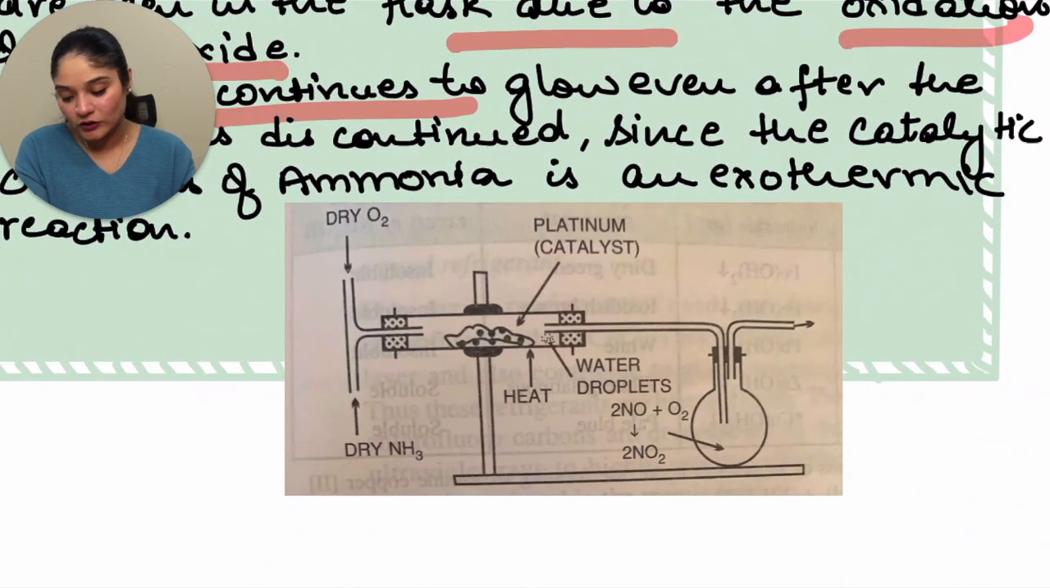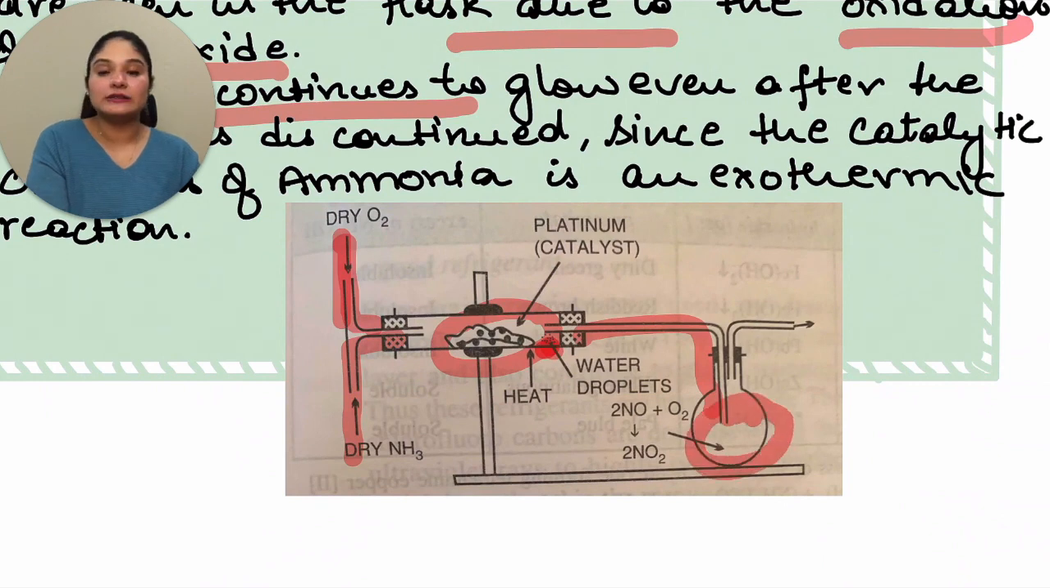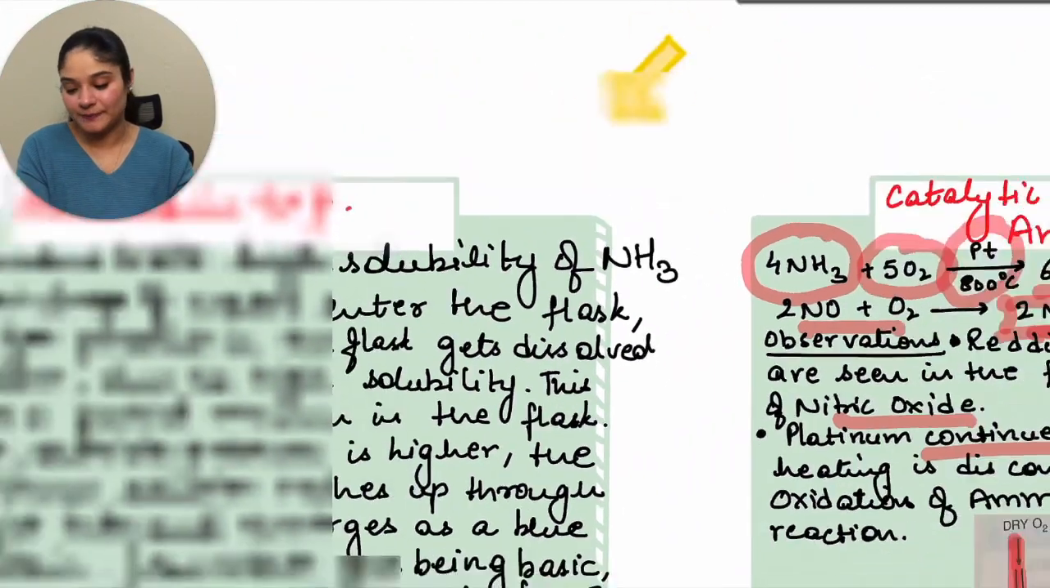You have dry oxygen coming in from here, dry ammonia coming in from here, platinum as a catalyst is right here, and you're providing it heat. Now some water droplets are present, and then eventually you see NO2 over here, which is a reddish brown fume. Okay, so that confirms nitrogen dioxide. Let's move to the next one.